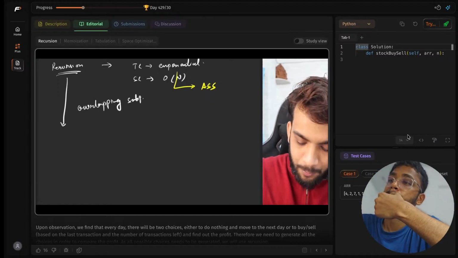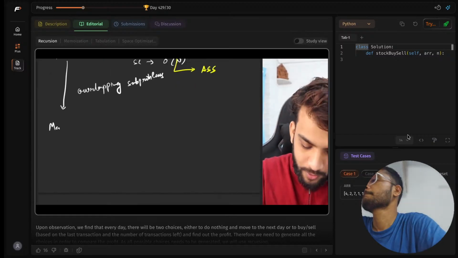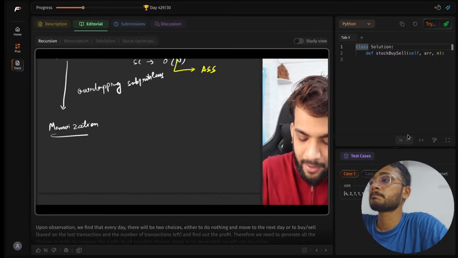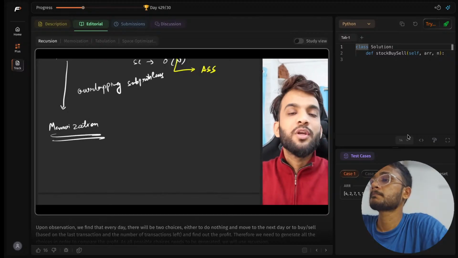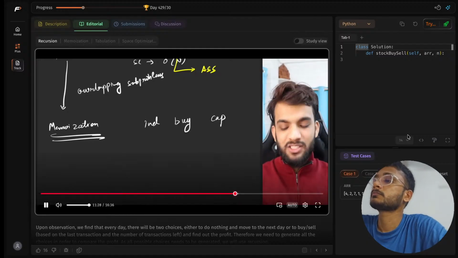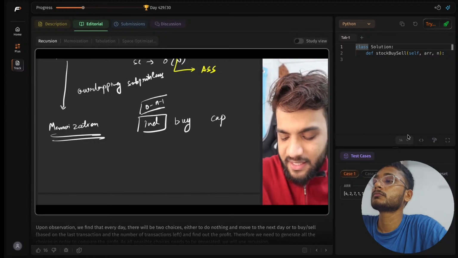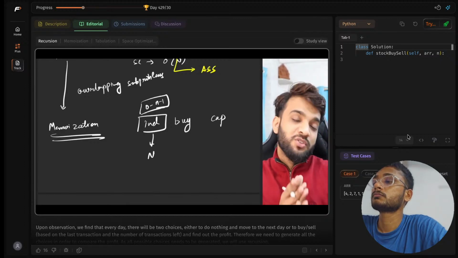If there are overlapping subproblems, you can draw the recursion tree and you'll see that there are certain overlapping subproblems. Thereby, we can definitely apply memoization to stop recomputation of the repeated states. So what are the states? We have an index. This index can be from 0 to n minus 1, which makes it a total of n different states.